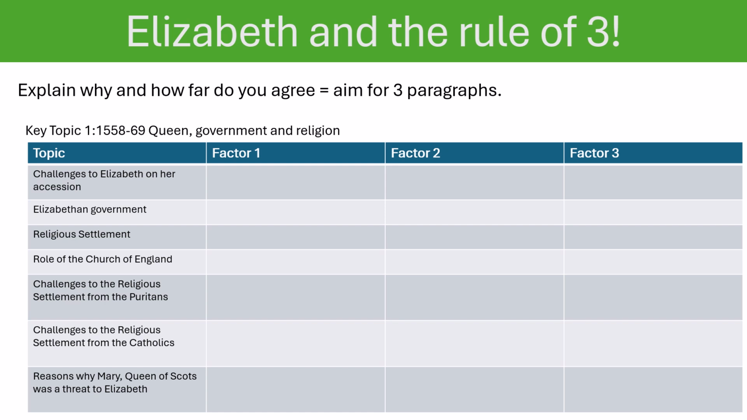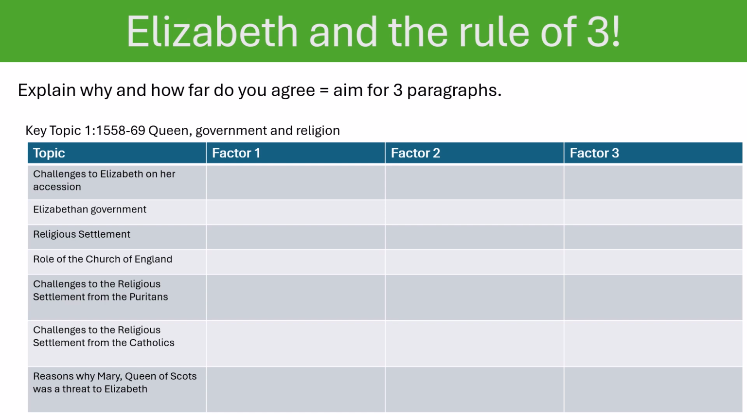Now, when you're revising Elizabeth, as I've said before, think about the rule of 3 and explain why requires 3 paragraphs and how far do you agree requires 3 paragraphs. So if you can learn 3 factors for each of the main topics, that's going to have you covered for both types of question.